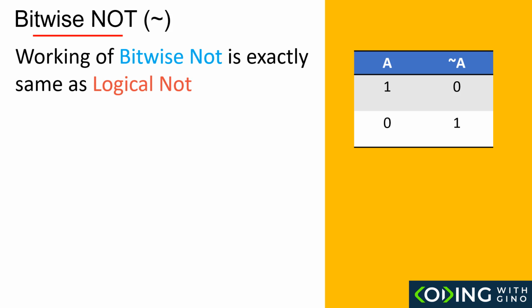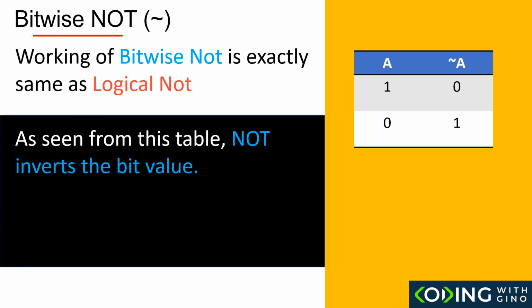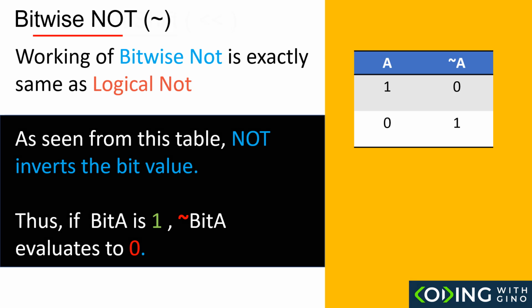The notation for bitwise NOT is different from logical NOT. Logical NOT uses the exclamation symbol, whereas the symbol of bitwise NOT is called tilde. As you can see from this table, NOT inverts the bit value. Thus, if bit A is 1, NOT of bit A is 0.